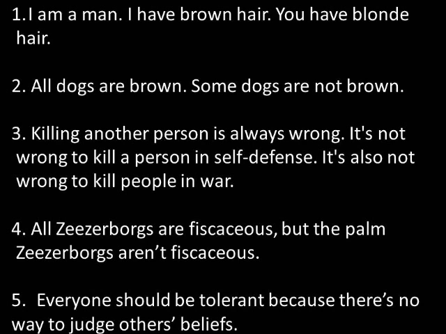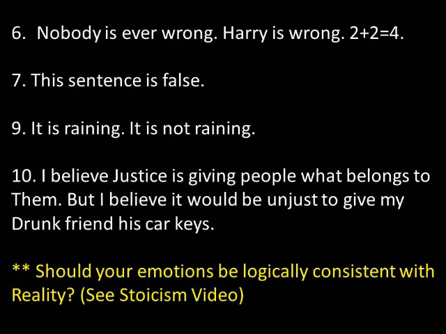And then we get to number 5. Everyone should be tolerant because there's no way to judge others' beliefs, which is inconsistent because if there's no way to judge beliefs, then how can we judge that others should hold tolerant beliefs? That itself is a form of judging intolerant beliefs to be bad or incorrect. If everyone should be tolerant is true, then there's no way to judge must be false, and vice versa. Of course, that leads to an interesting discussion we'll have later, and that discussion is on relativism. Okay, let's go to number 6. Nobody's ever wrong, but Harry is wrong, and 2 plus 2 does equal 4, not 5 or whatever. And this is, of course, inconsistent.